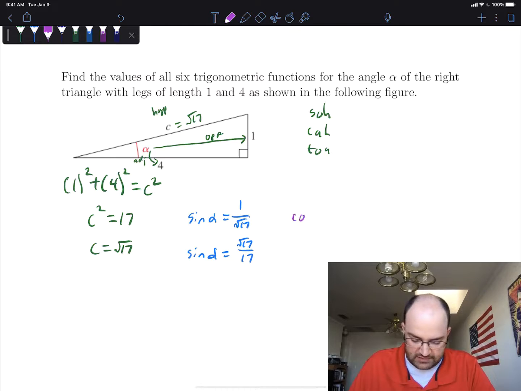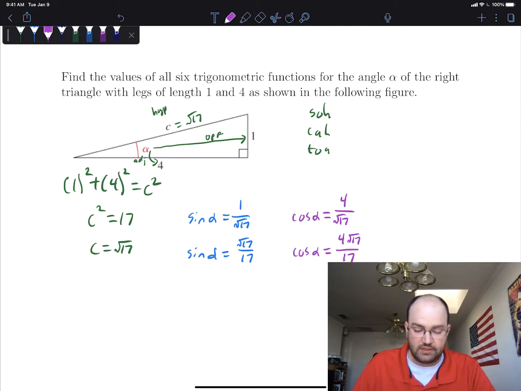Next, let's look at cosine alpha. Cosine alpha is adjacent over hypotenuse. Adjacent is 4, hypotenuse is square root of 17. So that gives me 4 over the square root of 17. Rationalize the denominator. Gives me 4 square root of 17 over 17. Again, multiply top and bottom by the square root of 17.